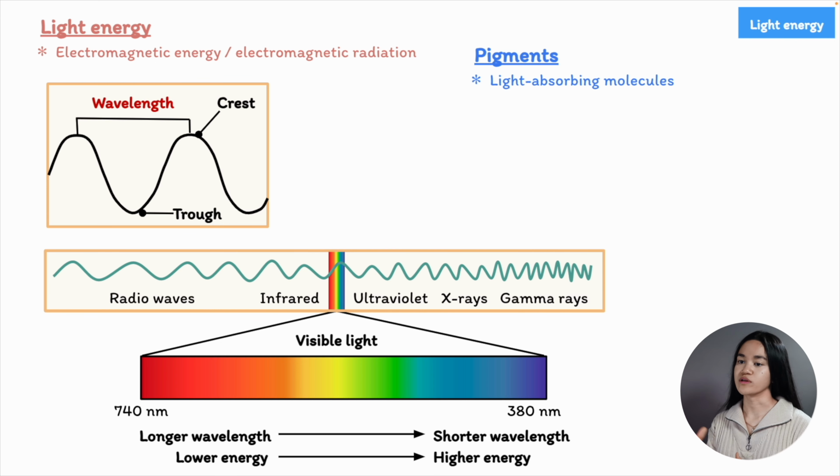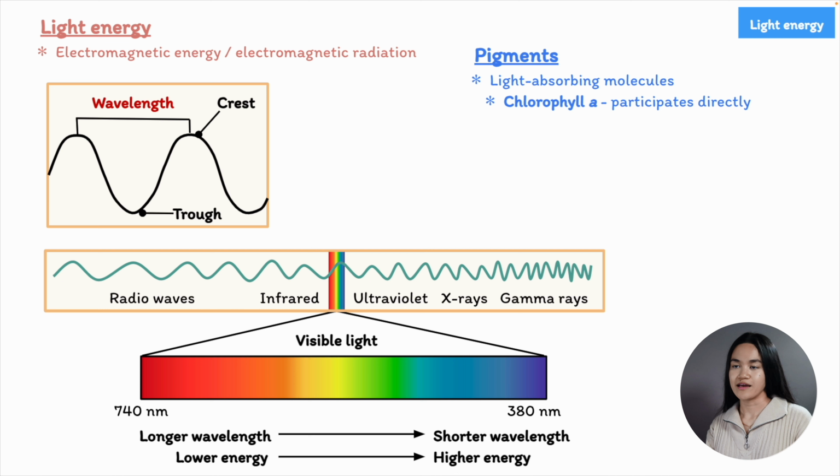So for example, if a pigment absorbs all wavelengths of visible light, it appears black. That's why when we look at a leaf, it appears green, because chlorophyll absorbs violet, blue, and red light while reflecting and transmitting green light. Because green is reflected, chlorophyll appears green. All right? Now, there are three types of pigments in chloroplasts. Chlorophyll A, which is the key light capturing pigment that participates directly in the light reactions. Chlorophyll B, which is the accessory pigment, and the carotenoids.